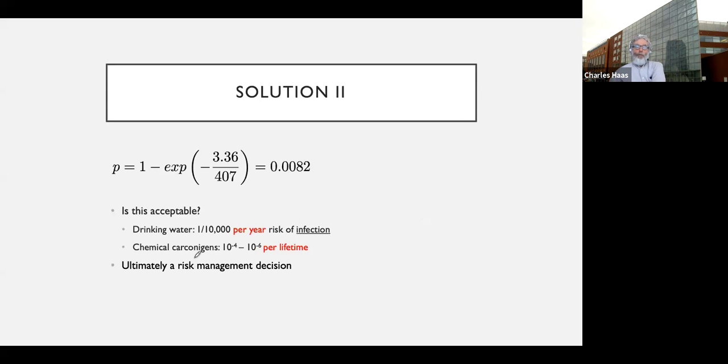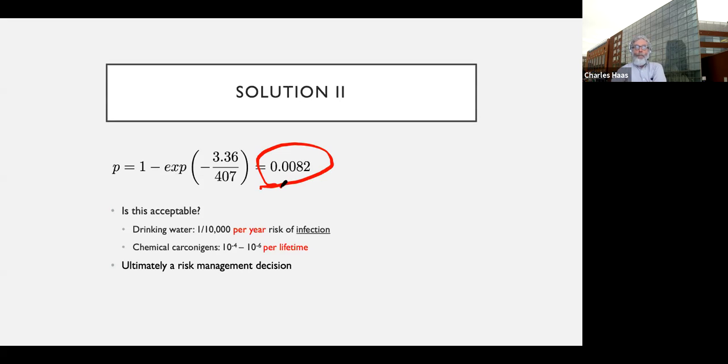Applying that average dose to the dose-response relationship gives me a risk to that individual, the probability that they will come down with an infection from that virus, of 0.008.